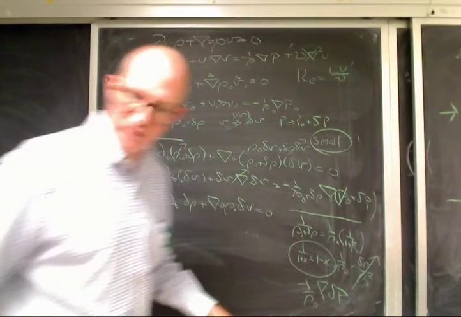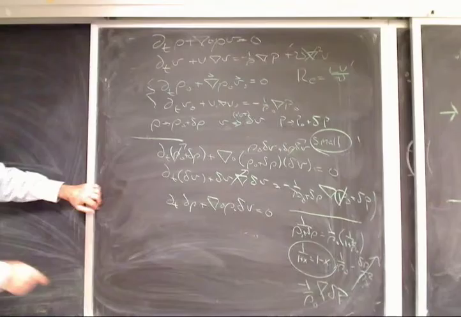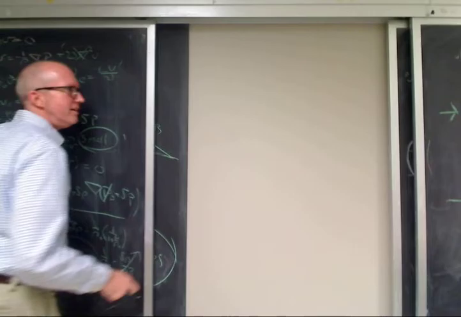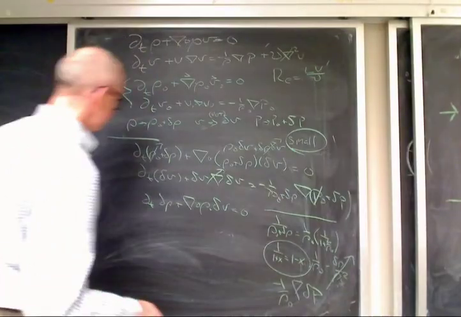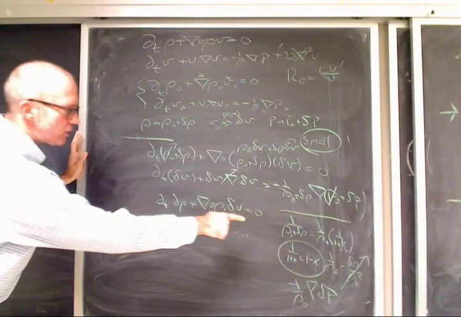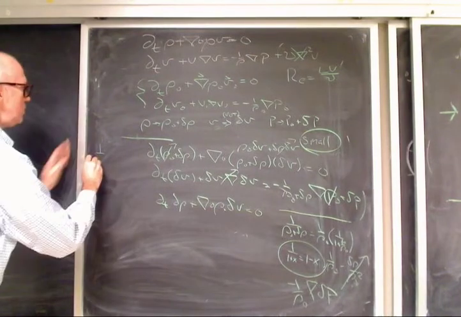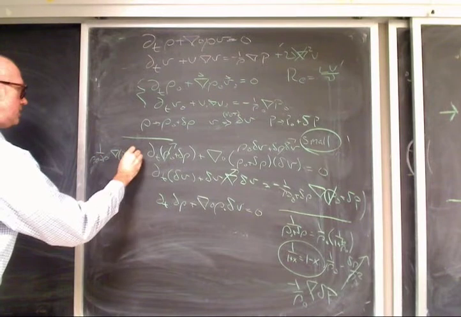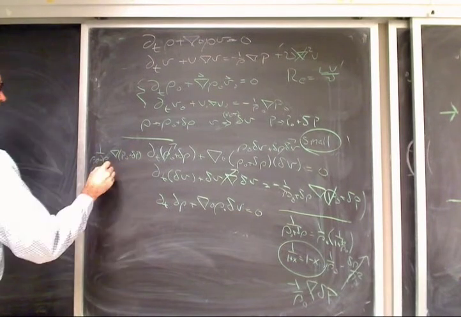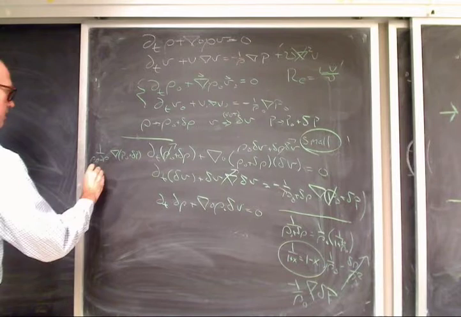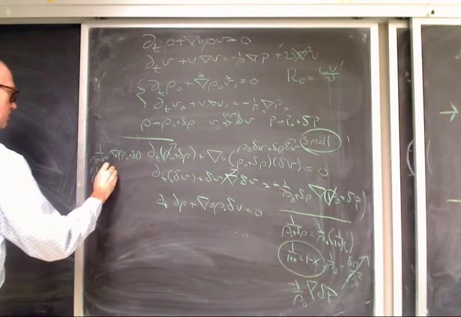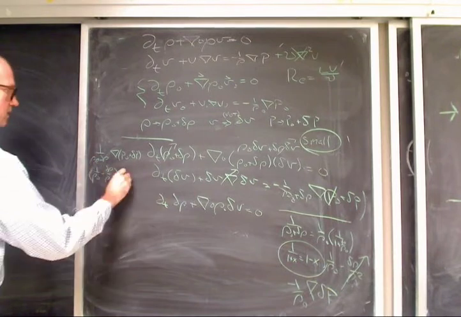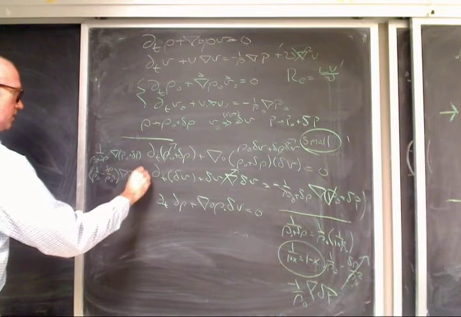So let me expand this out a little further. So this term here is 1 over rho naught plus delta rho, grad p naught plus delta p. If I plug in the Taylor series here, then I'm left with 1 over rho naught minus delta rho over rho naught squared. This is from the Taylor series of this one. Grad p naught plus delta p.